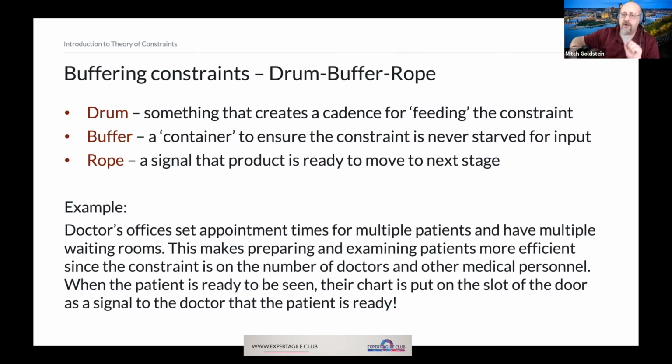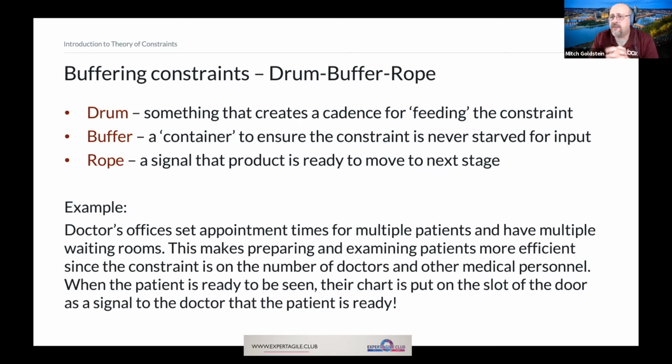Everybody goes to the waiting room, then the medical personnel deal with your intake. When I'm ready to be seen at my doctor, the nurse will take my chart and put it on the door. That's a signal to the doctor that I'm ready to be seen. That's the rope, the signal that we're ready to move on. So the drum, the cadence that's feeding the constraint, what is that? That's the schedule, the appointment you make, where multiple people are coming in every couple of minutes or so. What's the buffer? The multiple waiting rooms are the buffer.